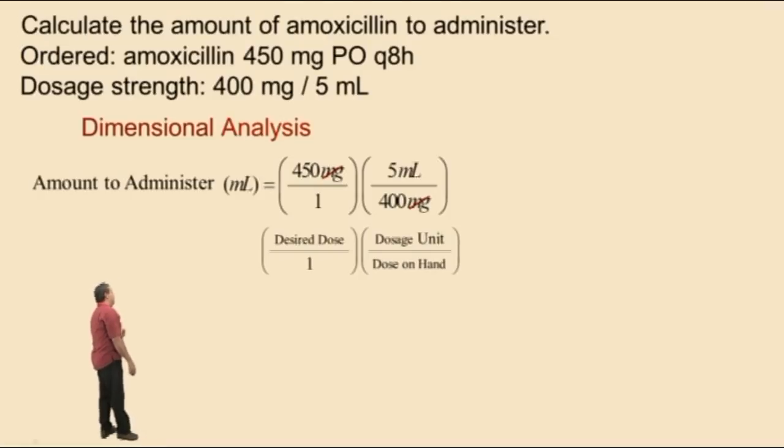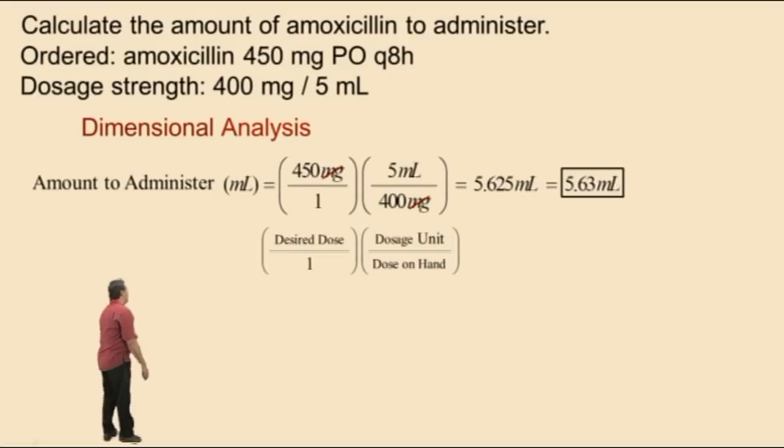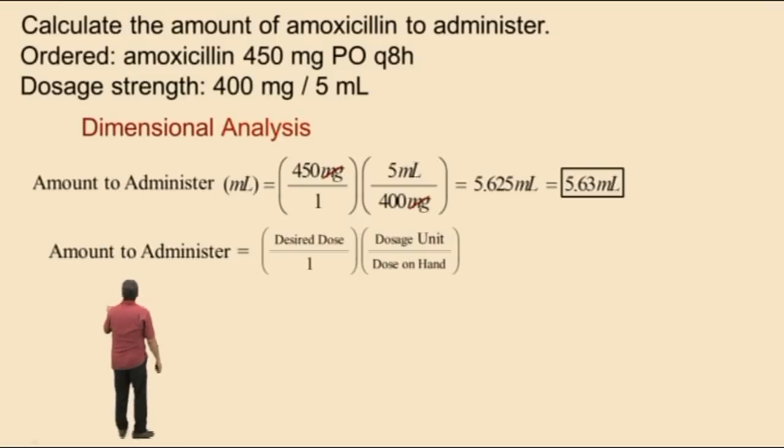Once again, performing our calculation, we get 5.625 milliliters, which gives us 5 63/100 of a milliliter, rounded to the nearest hundredth. And again, always circle or box your final answer. Now notice here, the amount to administer is equal to the desired dose times the dosage unit divided by the dose on hand. Well, this gives us a formula to use.